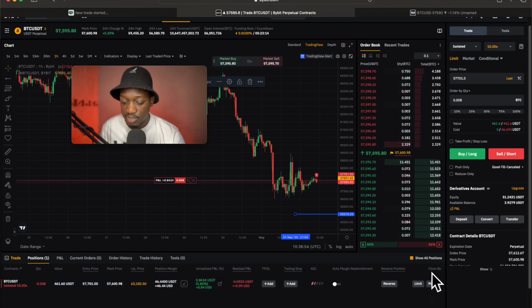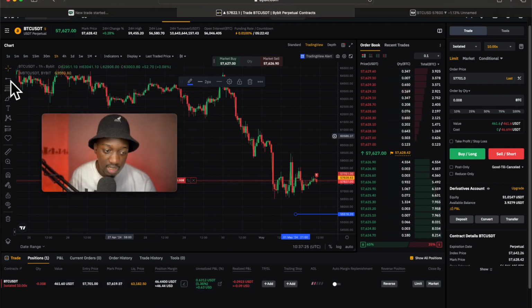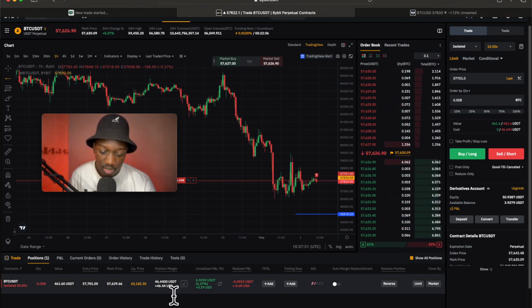Right here you can see that it's written Close By, and this tab allows me to close a position by providing me with two options, right? There's limit and market. If I use a limit, it means I'm going to have to provide a certain price to close it. But if I use market, it means I'll close this position immediately. This is the liquidation price, and if the price of Bitcoin goes up to 63,183, it means I'm going to lose the whole available balance that I have on this position. So in this case, I'll lose 46 USD.